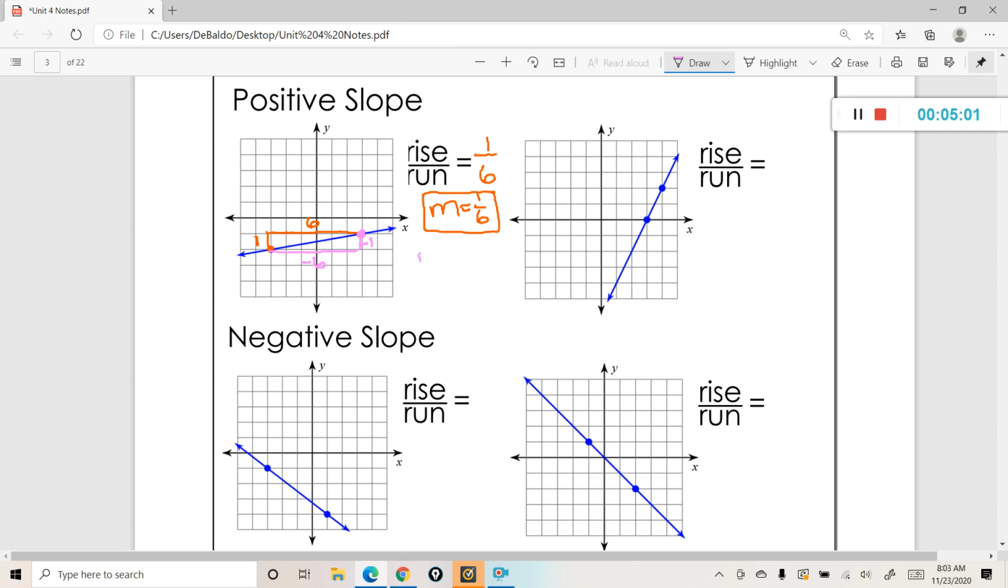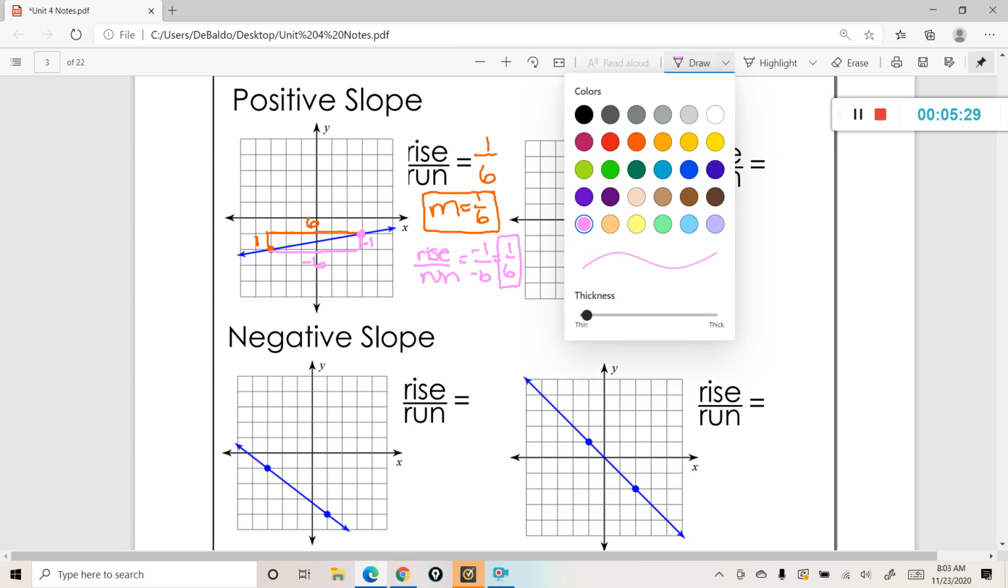And if you think about that, I'm going to write it here. My rise over my run in that case would be -1 over -6, which we know simplifies to 1/6. So no matter which direction you go, whether you move to the left or to the right, you're going to end up with the same slope of 1/6. And the slope of this line will always be 1/6. It's never going to change.